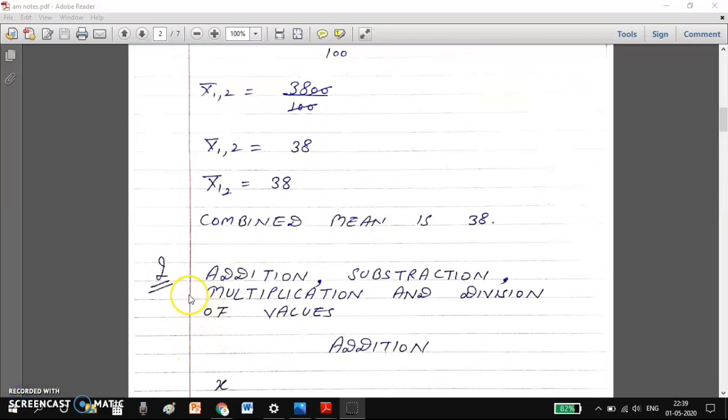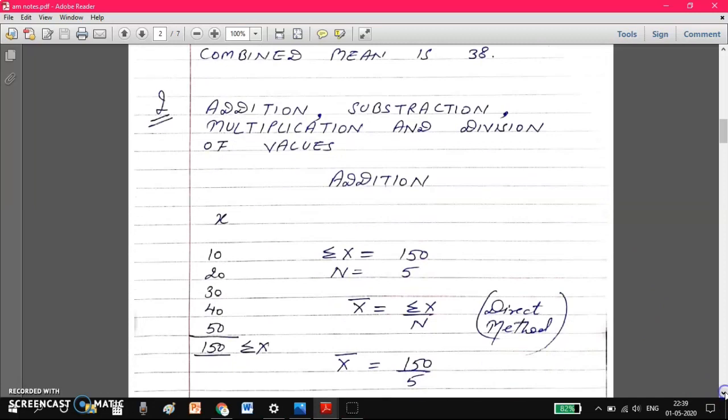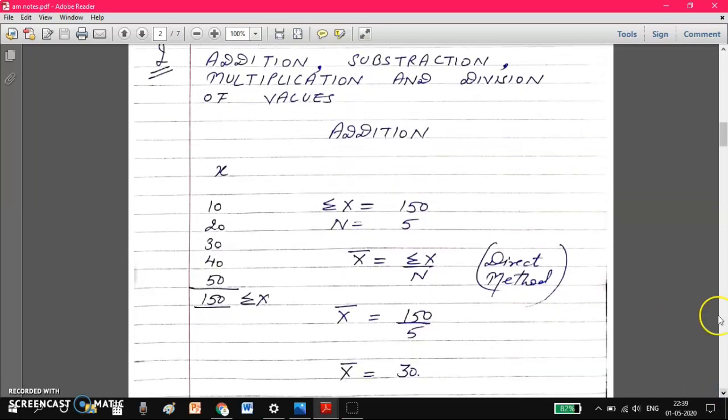Addition, subtraction, multiplication and division of values: any of these can be asked of you on the X series. So this is how we'll go. First we'll calculate the mean of X with the direct method. X is 10, 20, 30, 40, 50. We'll add all of them, and that will be summation of X. Fine, and we'll count how many numbers there are.